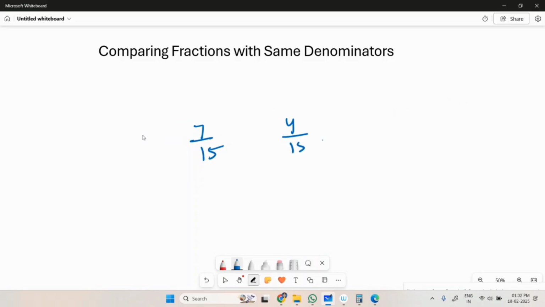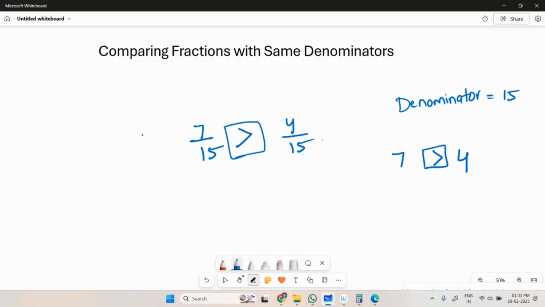Let's compare 7 upon 15 and 4 upon 15. Here the denominator is 15. Both the fractions are having same denominator. So let's compare numerators 7 and 4. Which is bigger? 7 is bigger. So 7 by 15 is greater than 4 by 15. Okay, what did we observe here? When the denominators are same, the bigger numerator is the greater fraction. Here 7 is bigger than 4, so 7 upon 15 is bigger than 4 upon 15.